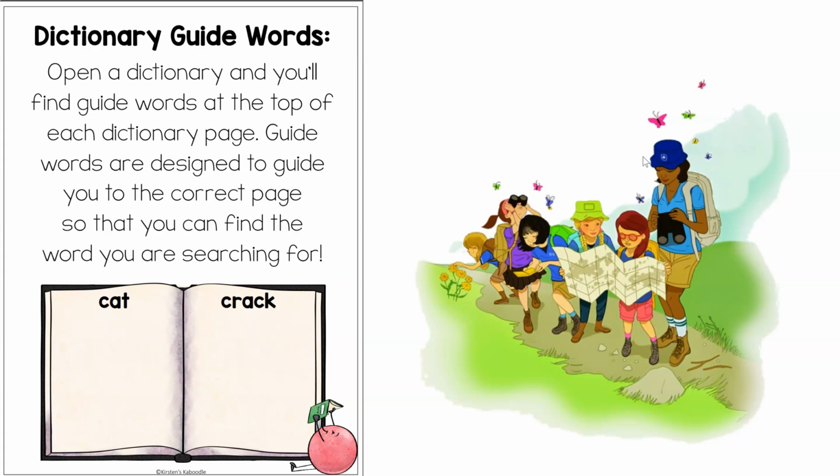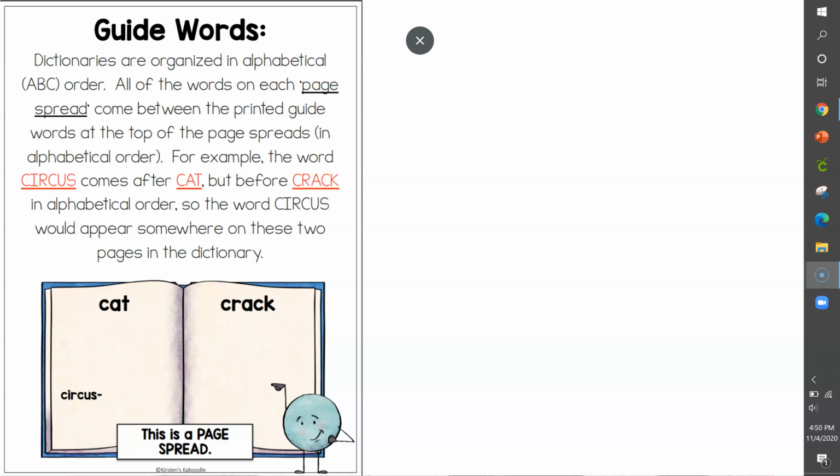Dictionary guide words. Open a dictionary and you'll find guide words at the top of each dictionary page. Guide words are designed to guide you to the correct page so that you can find the word you are searching for. Think of them as a tour guide, showing you where to go, like on a field trip. Dictionaries are organized in alphabetical or ABC order. All of the words on each page spread, or 2 pages within a dictionary, come between the printed guide words at the top of the pages in alphabetical order.